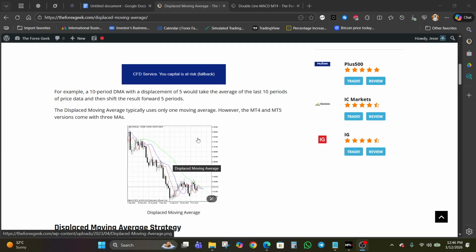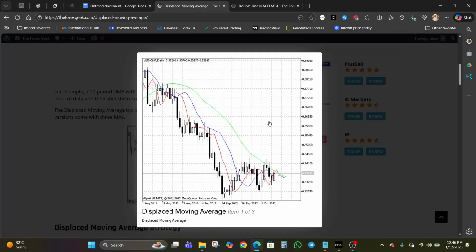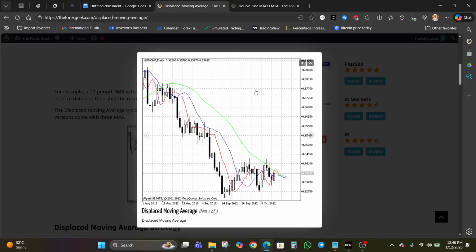So if you want the result to be shifted by 10 periods, you have to have a displacement of 10. It typically uses one moving average, but you can see that we have 3 moving averages in this case. And just like how moving averages function, it is a trend following indicator.